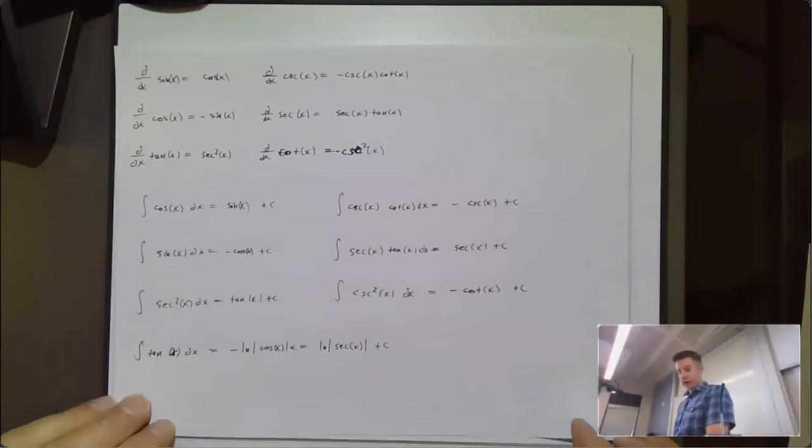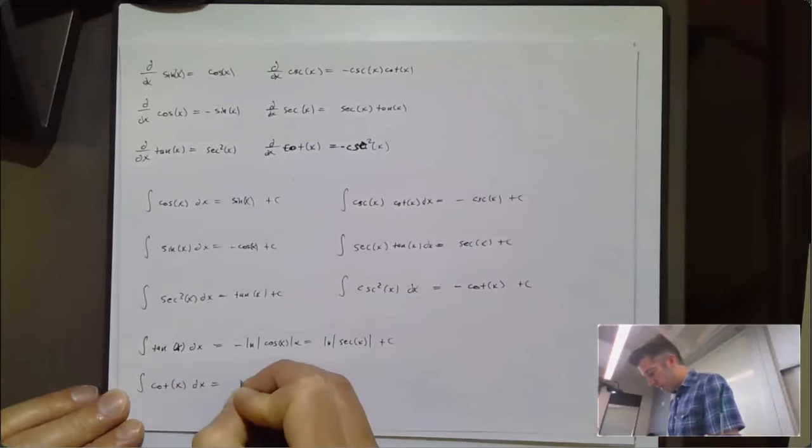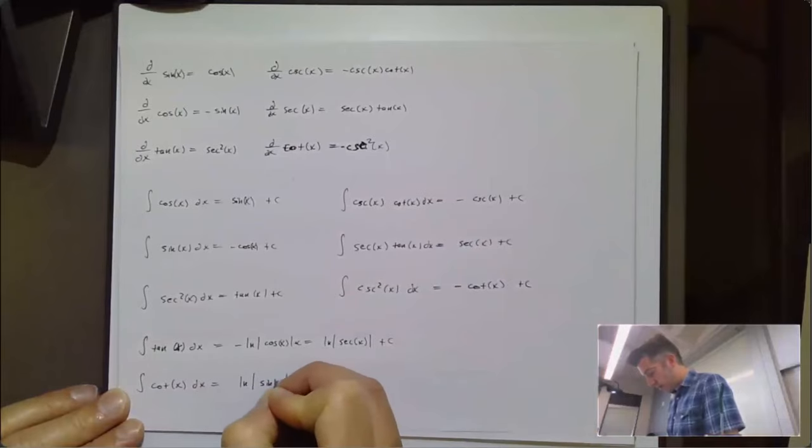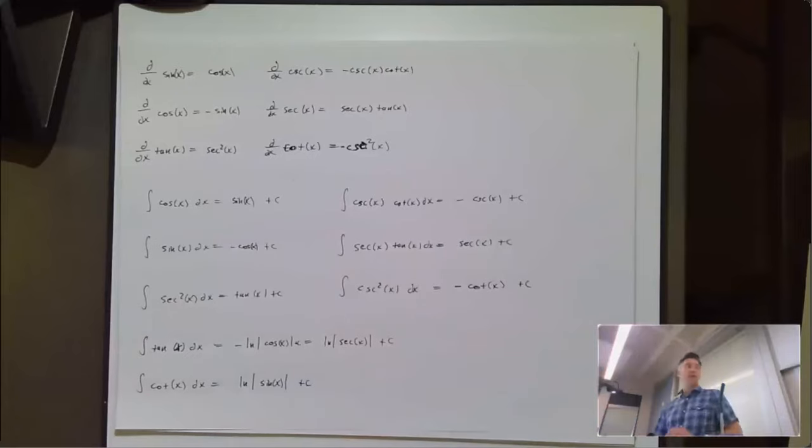In a similar way, the integral of cotangent of x is the natural log of the absolute value of sine of x. And there typically is not an alternative way of writing this. Technically, if you wanted to, you could write it as the negative natural log of the absolute value of cosecant of x. Nobody writes it that way.